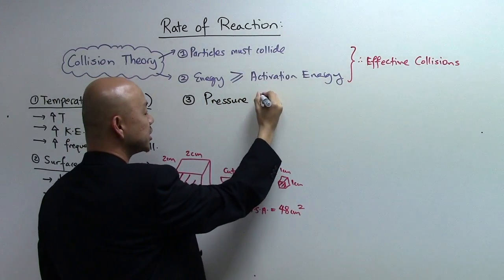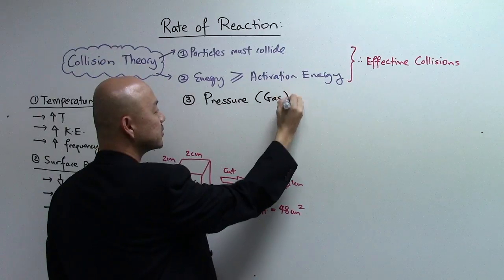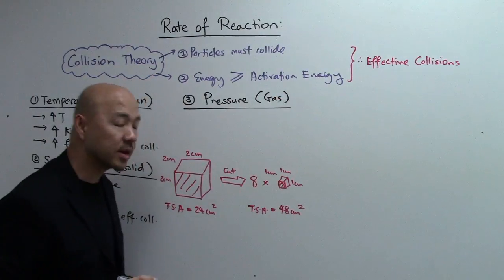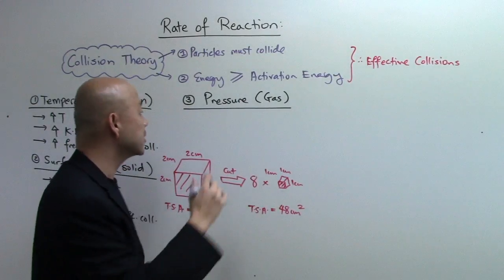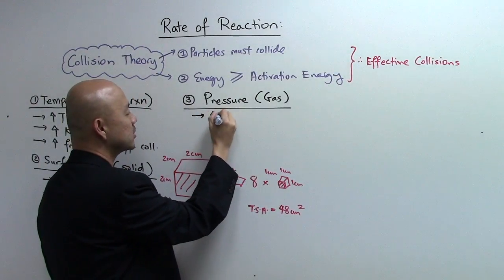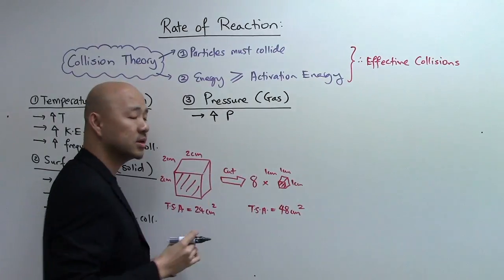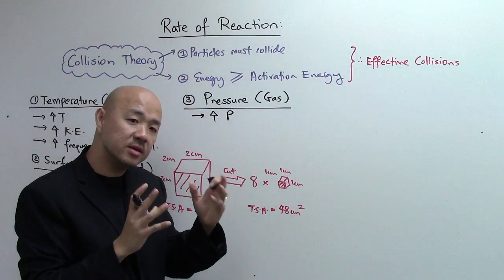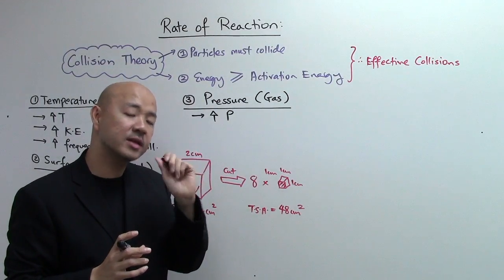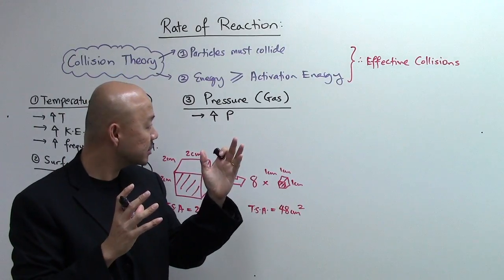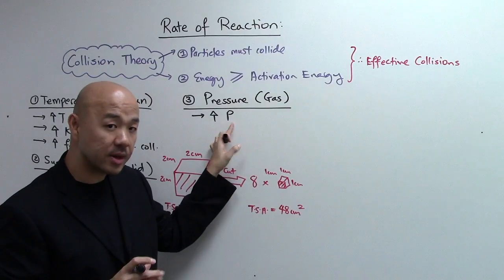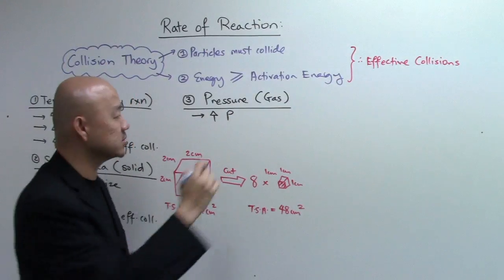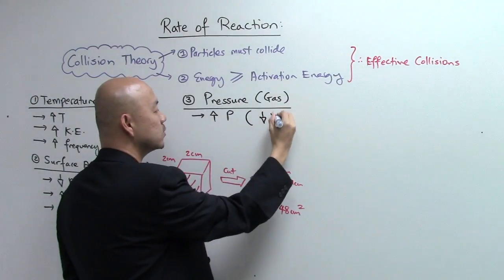Do note that pressure only affects gaseous reactant. Alright? So what happens is pressure means you pressure something. Let's say you increase the pressure of a container having two reacting particles and they're coming to react. When you increase the pressure, the volume will decrease. So it's as good as saying that the volume will decrease.